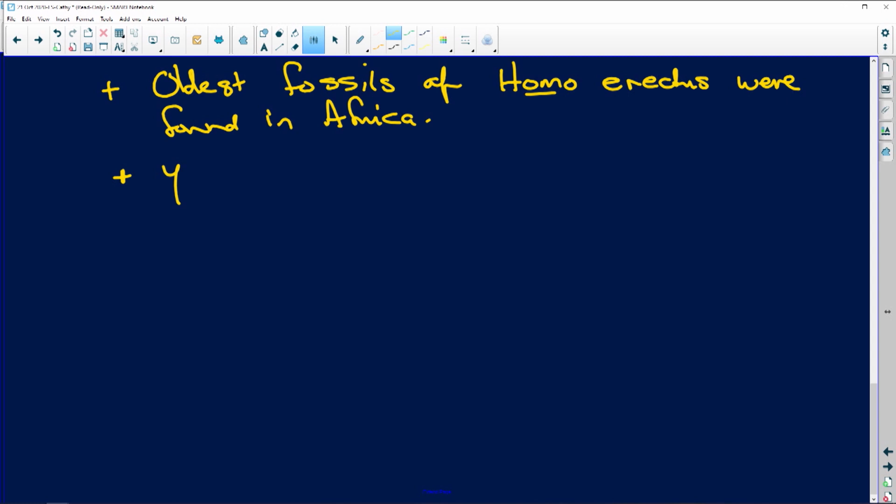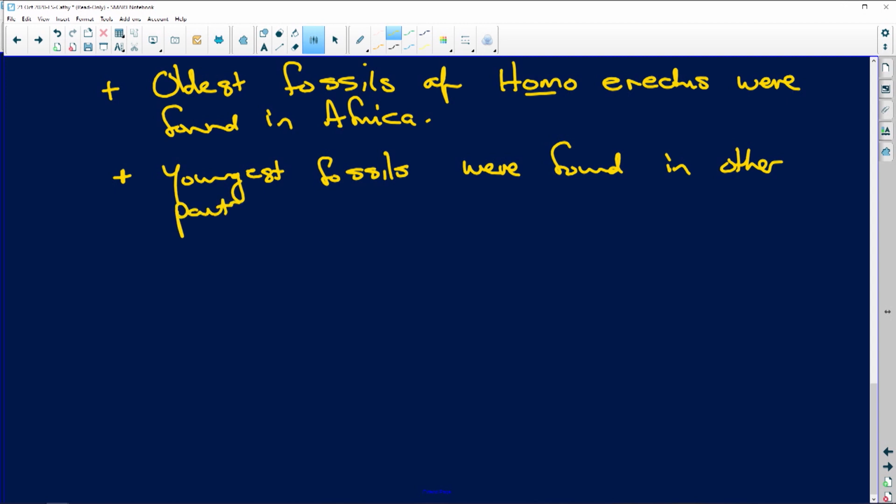The younger fossils were found in other parts of the world. Now, do you understand when I said to use your common sense? When you look at any question, use your common sense, look at what you already know, and then draw on what you can apply. So the oldest fossils of Homo erectus were here in Africa, and younger fossils are located in other places all over the world.